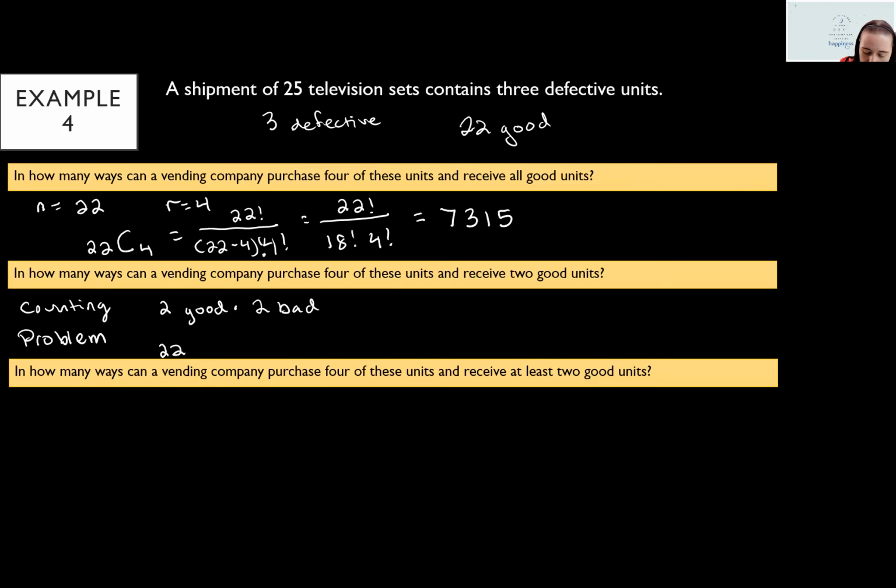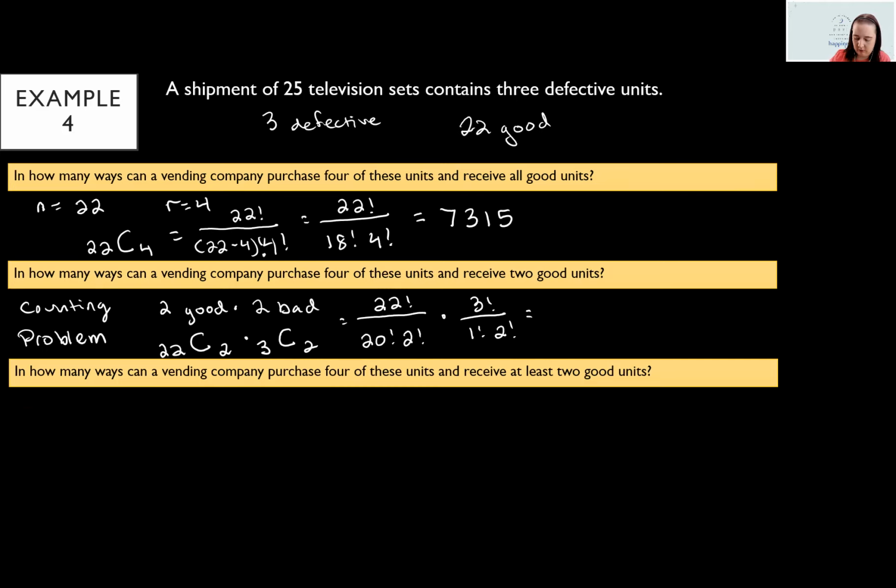So we want 2 good, and then the other 2 have to be bad. Out of the good, we're choosing 2 from 22, and then there are 3 bad that we're choosing 2 out of. So that's going to be 3C2. So we've got 22 factorial over 20 factorial 2 factorial, and then 3 factorial over 1 factorial 2 factorial. I just did that subtraction there, and then I'm going to use my calculator to get these values.